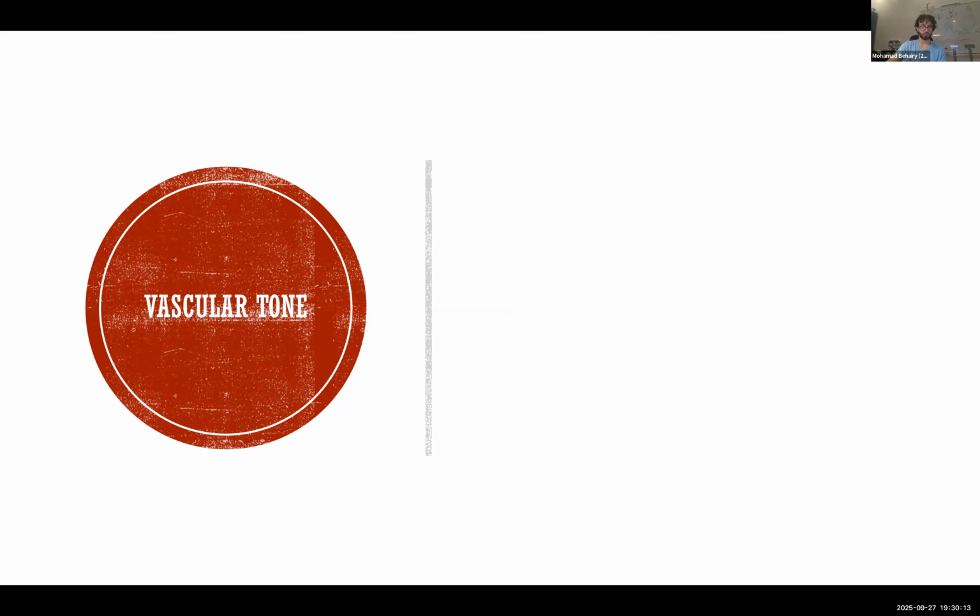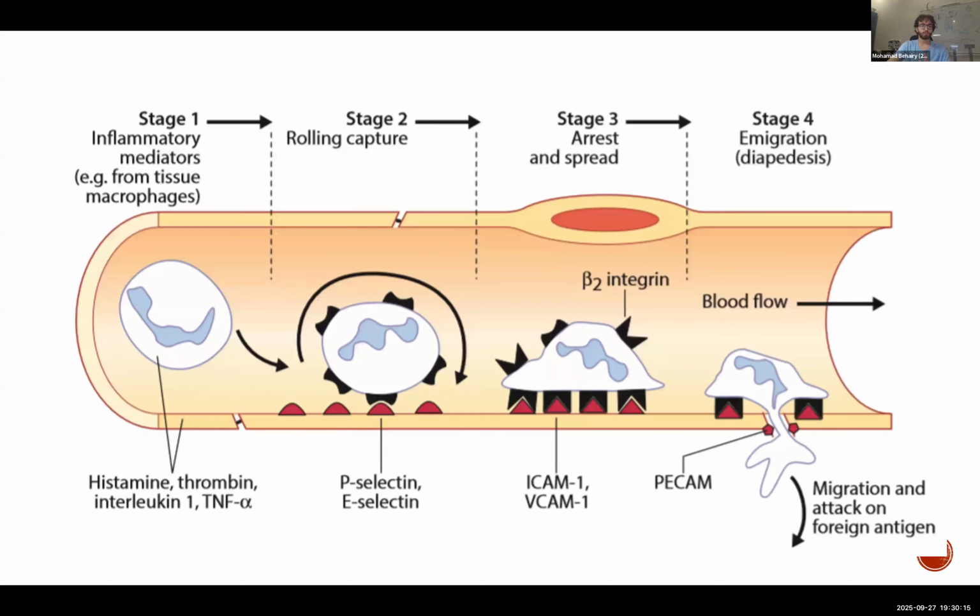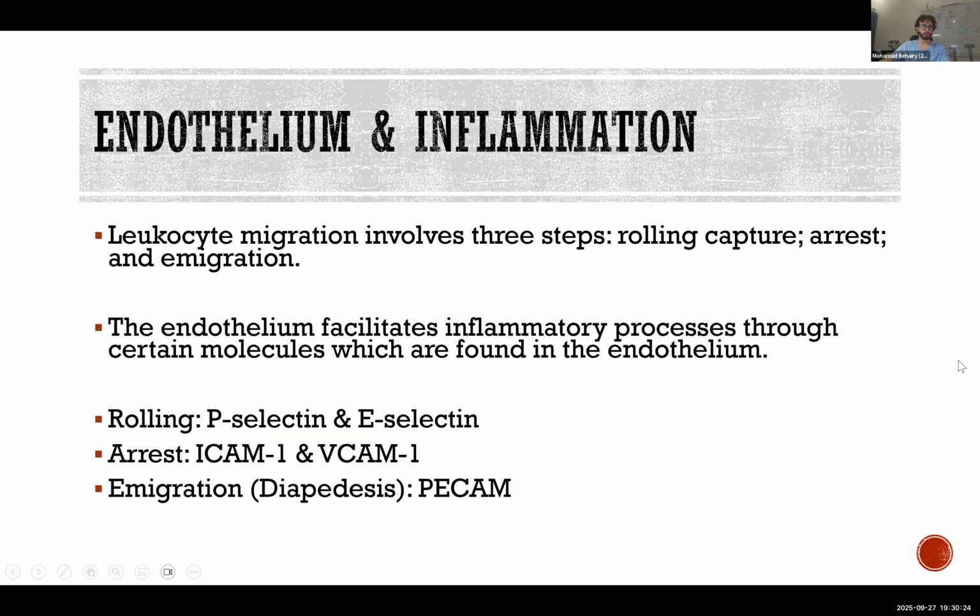Now, going back to the inflammation, all I want you to know is the endothelium helps in the process of inflammation. How? Through these molecules: P-selectin, E-selectin, ICAM, VCAM, PCAM. Again, I don't want you to know what exactly they do or memorize them perfectly. I just want you to know, for your own knowledge, for rolling, we have P or E-selectins, for arrest ICAM and VCAM, and for diapedesis PCAM. You don't need to go into the details of each one.